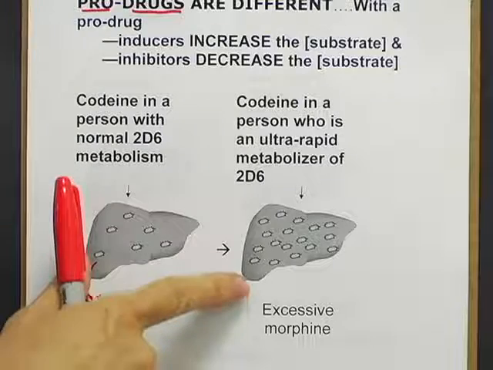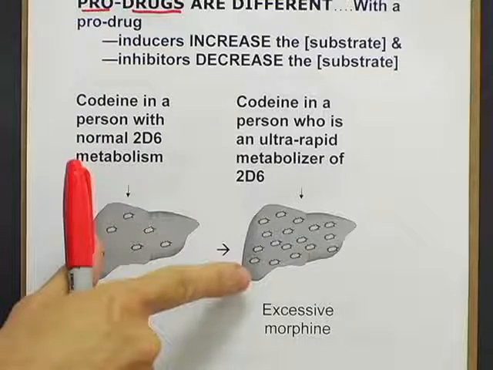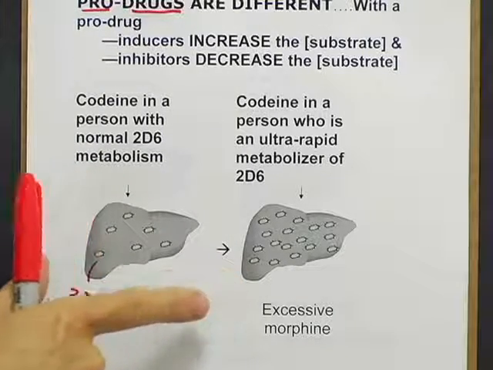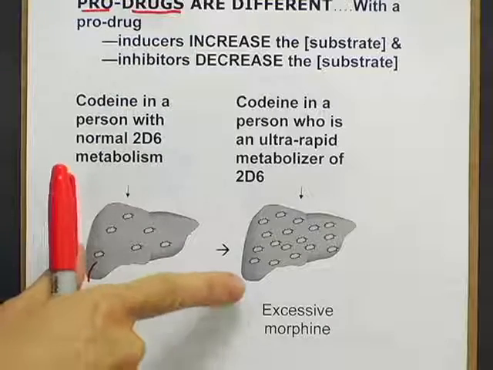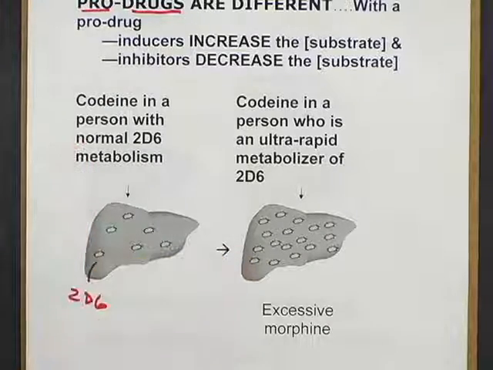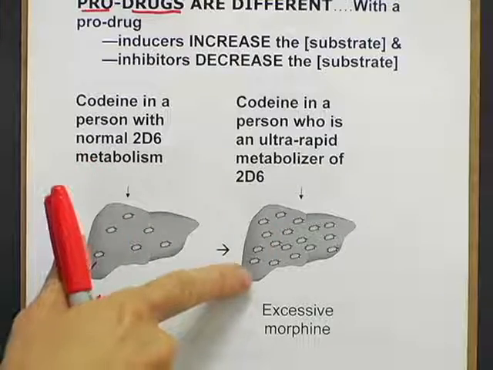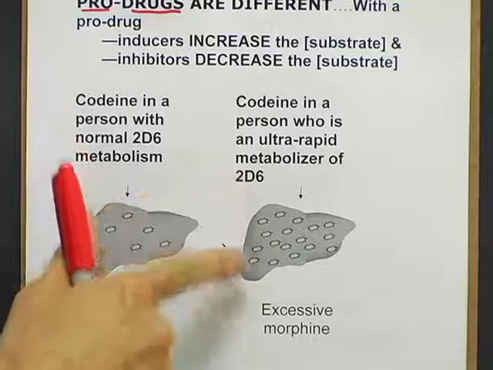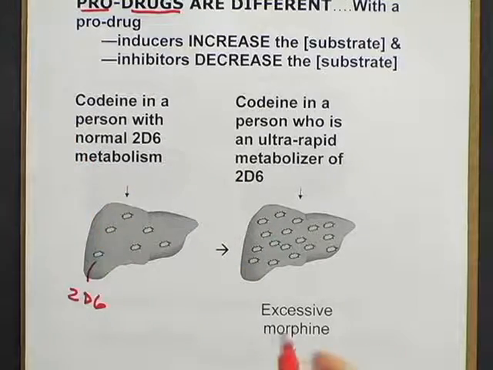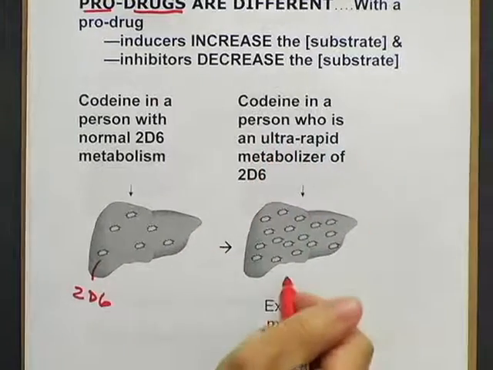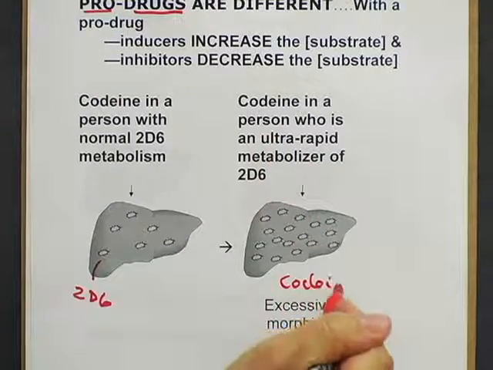Now we've got a person who is on either a 2D6 inducer or happens to have a lot of 2D6. Some people have a lot of 2D6 because they produce a lot of this enzyme. And if they do, so they're either on an inducer or they have a lot of 2D6, what's going to happen? A lot more codeine is going to get converted into morphine.